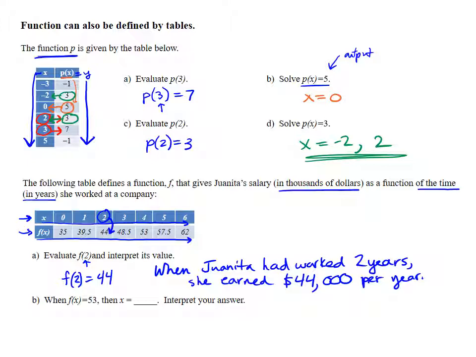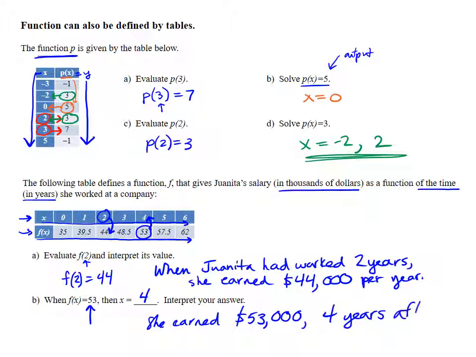In the next example, f of x equals 53, we're given an output. So that's her salary, and we want to know when she made that. So the output is 53. Go back to what the x value was. X is 4. So she earned $53,000 4 years after working for the company.